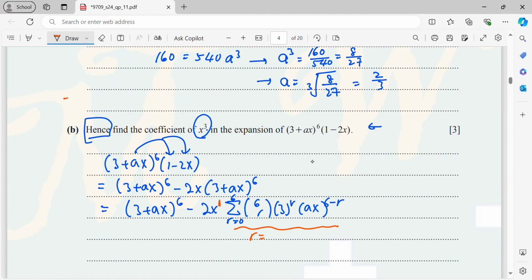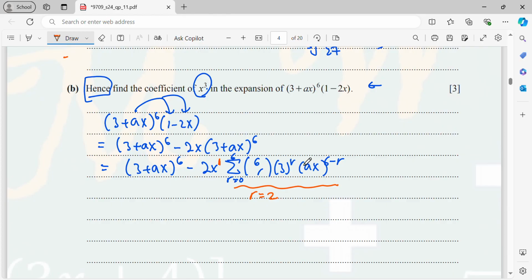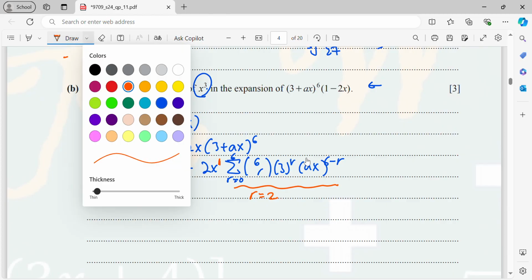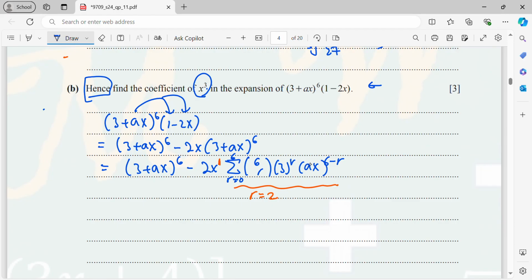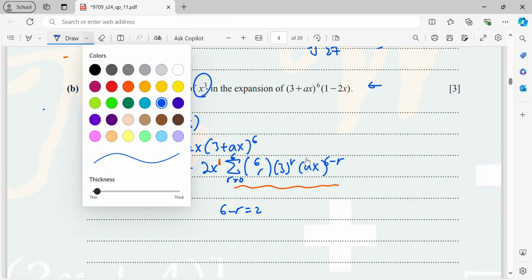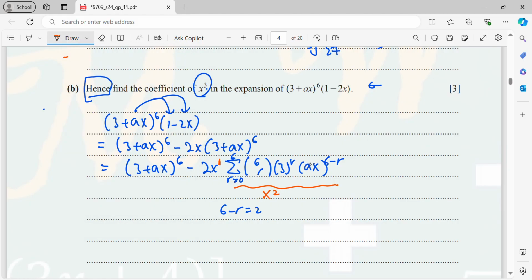Therefore, this must be r equals 2. Okay, so now here I will just write 6 minus r equals 2. Not r equals 2, sorry. The x must be degree 2. I will write x must be degree 2, because you have x degree 1 outside. So therefore 6 minus r equals 2. Hence my r is going to be 4.